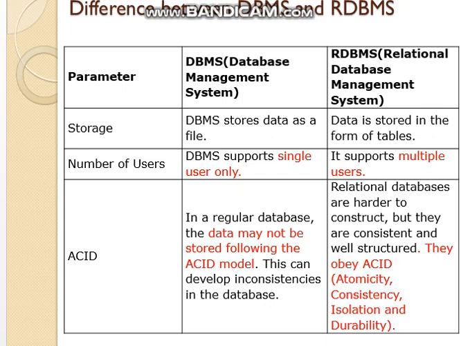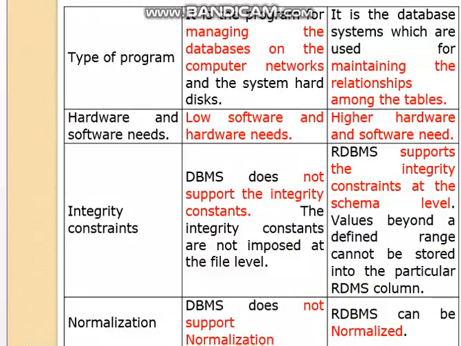Then the next parameter is the ACID property. In a regular database, the data may not be stored following the ACID model. This can develop inconsistency in the database. If the database is using DBMS, there may be some inconsistency in the databases. While the relational database management system is harder to construct, it is consistent and well structured. They obey all four properties of ACID, which are atomicity, consistency, isolation and durability.